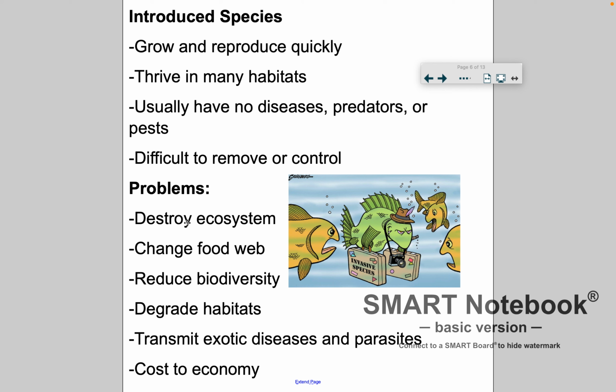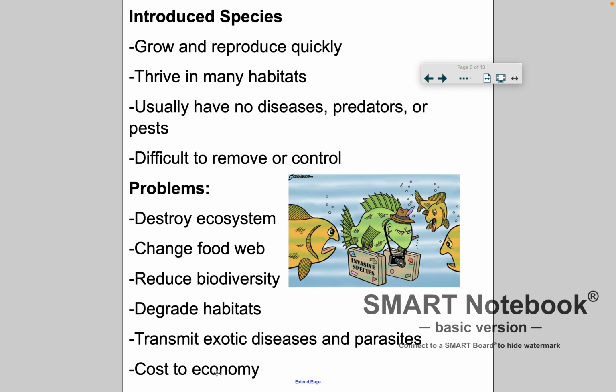Well, they can destroy ecosystems. They can mess up the balance. They can change the food web. Okay? They can reduce biodiversity or even degrade habitats or transmit exotic diseases and parasites, and they can cost the economy money if they are dangerous to that ecosystem.